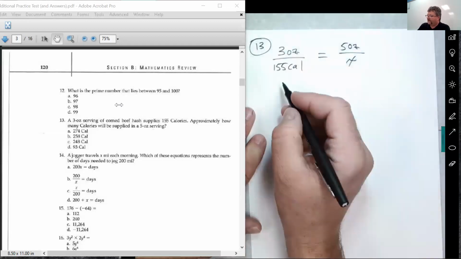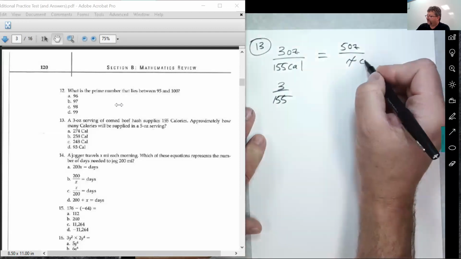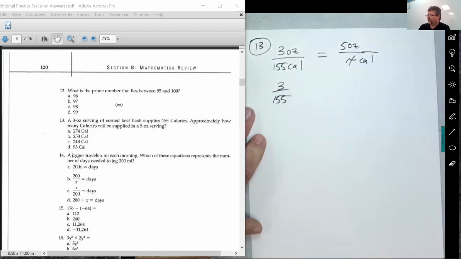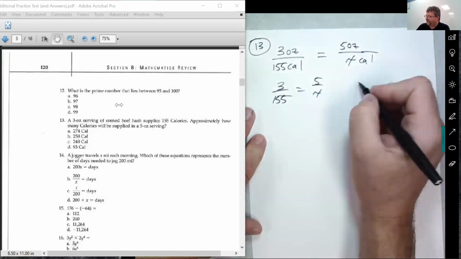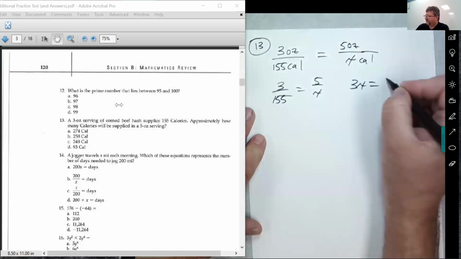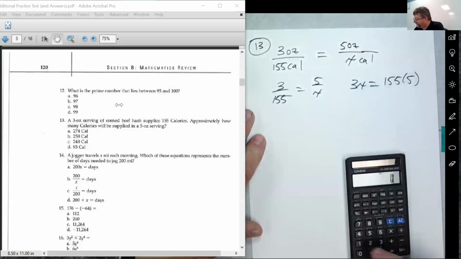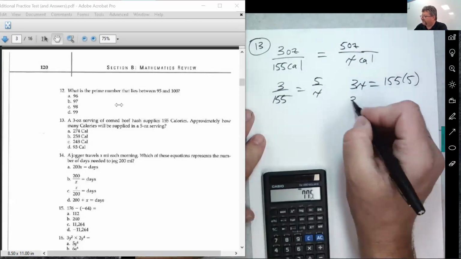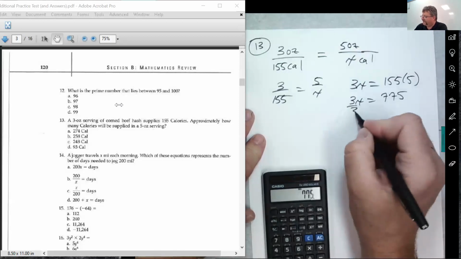It's just an equivalent fraction problem. Cross multiply, okay, we can drop the units now that we've figured it out. So this X will be units of calories, which is what we want, so that makes sense. 3 over 155 equals 5 over X. Cross multiply, I get 3X equals 155 times 5. What's that going to be? 775. So 3X equals 775.